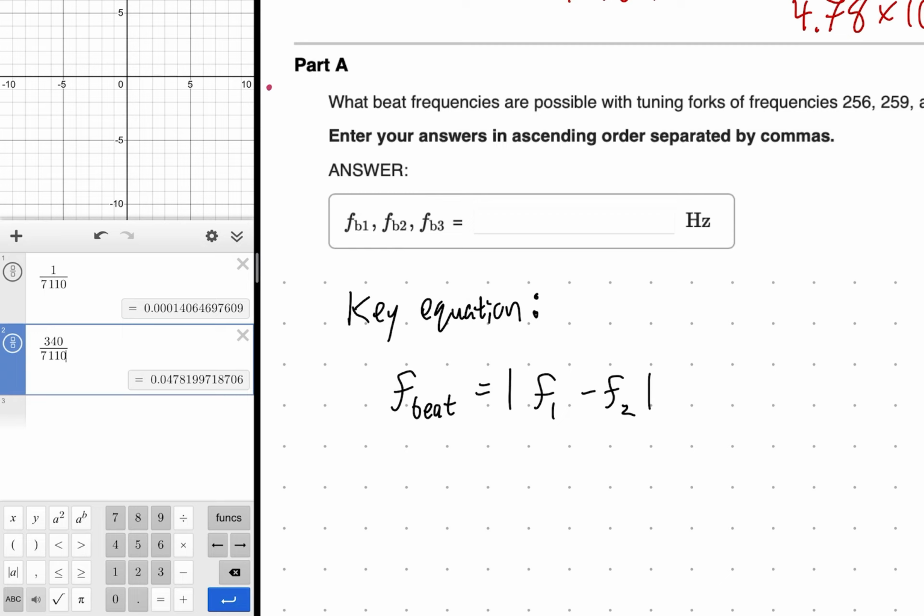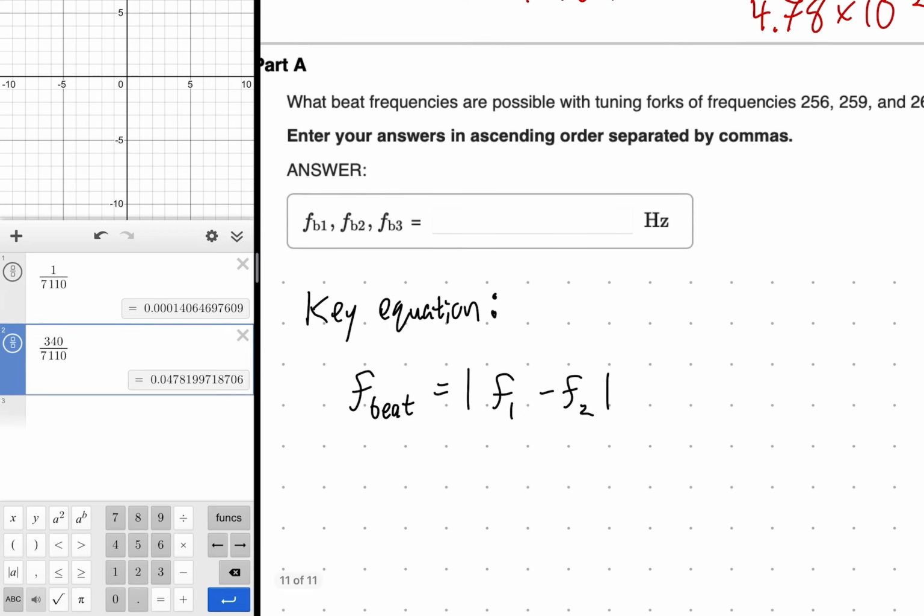But that's the definition of a beat on a physical level, and it gets related to music theory. That's beyond the scope of the class. Okay, now pretty simple to calculate, just the difference between two frequencies. But we have 3 frequencies, so how's that?